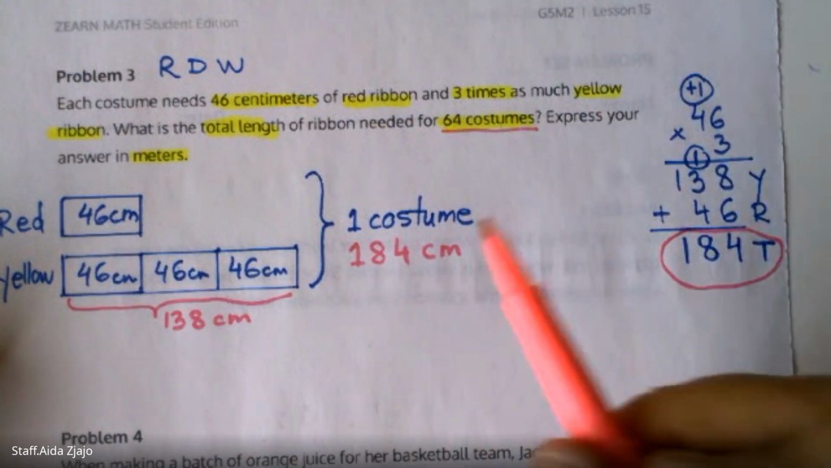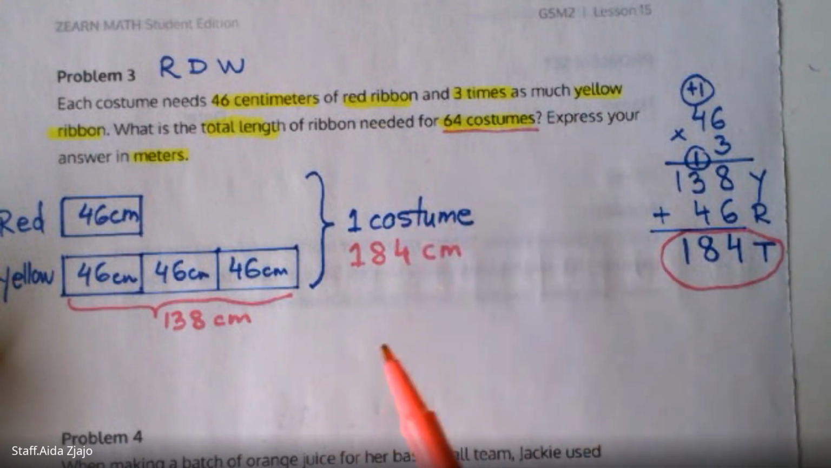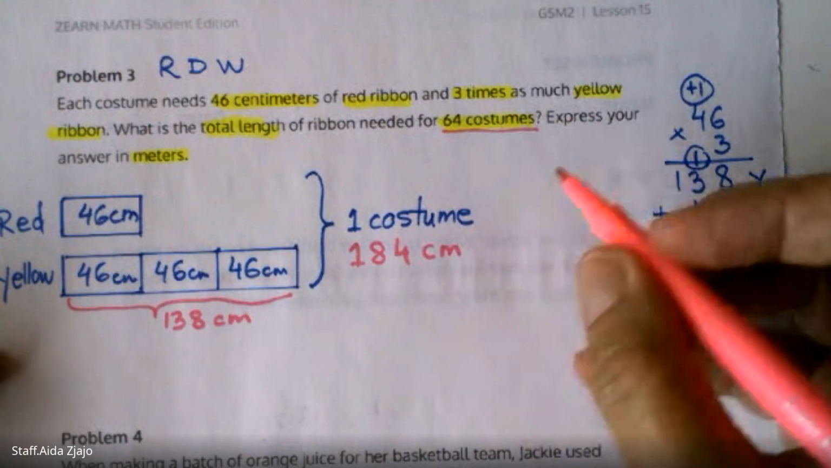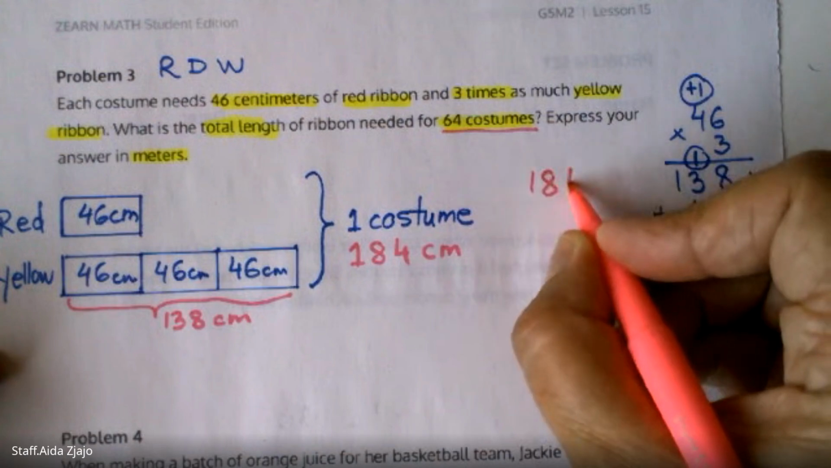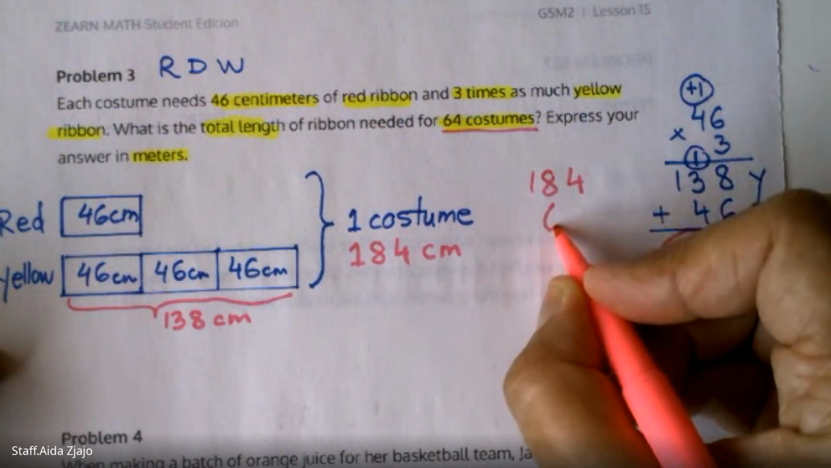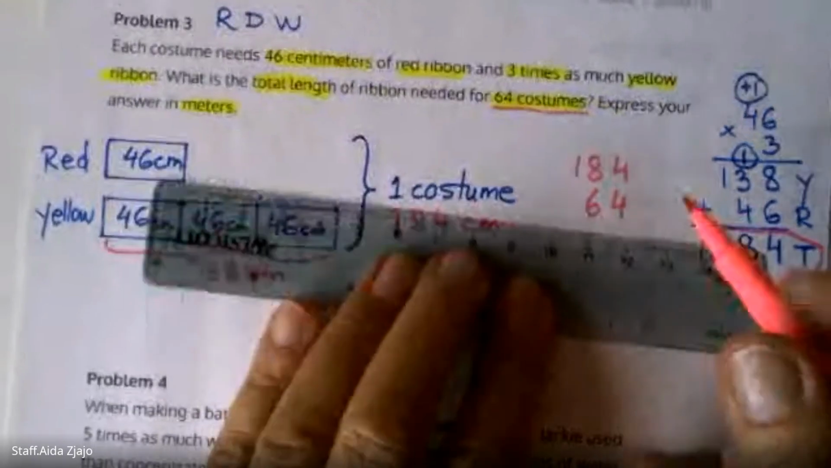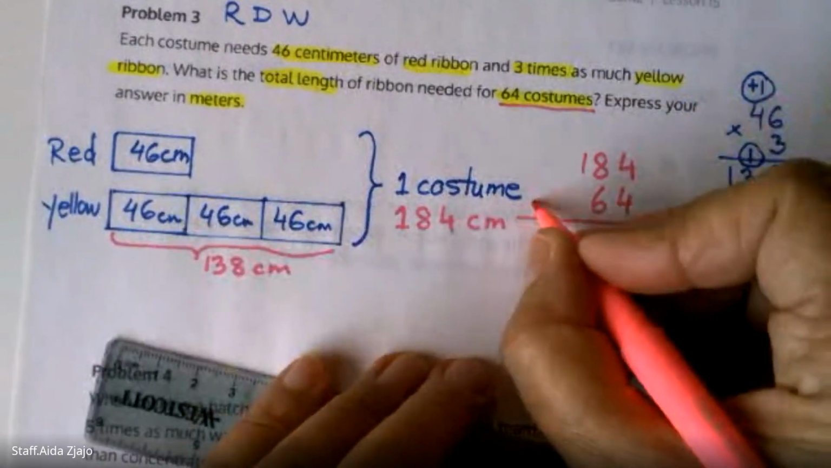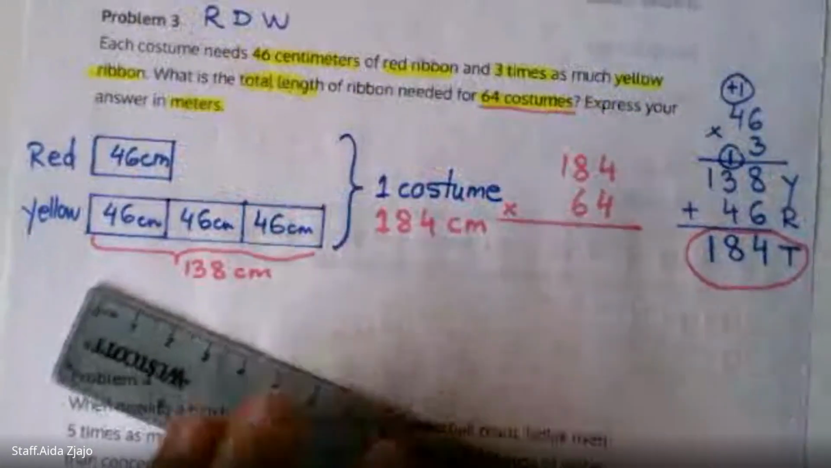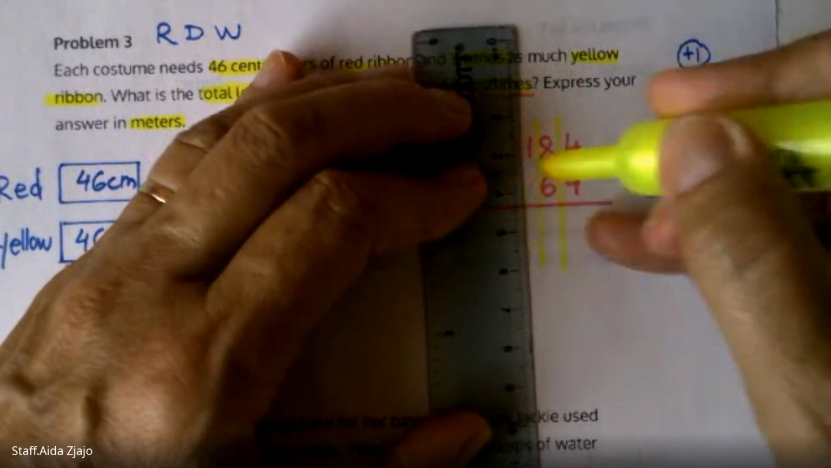So this is one costume and they need 64. One is 184, but we need 64 of them. So we need to multiply to get how many centimeters of ribbon they need for 64 costumes.